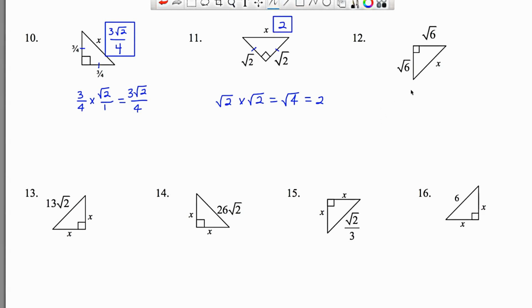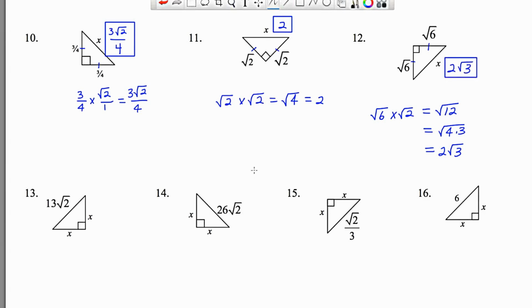Okay, in number 12, I have a right triangle in which the legs are the same. So the angles opposite those legs will also be the same. So I have a 45, 45, 90 right triangle. I'm given the leg of root 6. I multiply by root 2 as per the rule. And this time I get root 12. But I have to ask myself if that can be simplified further, and it can, if I think about 12 as 4 times 3. Since the square root of 4 is 2, the final answer is 2 square root 3.